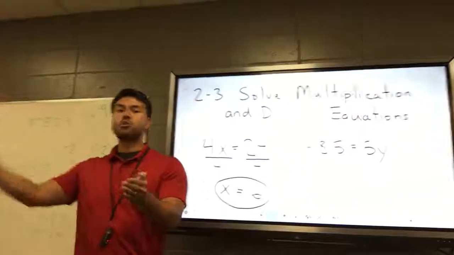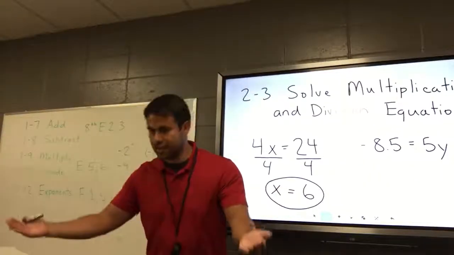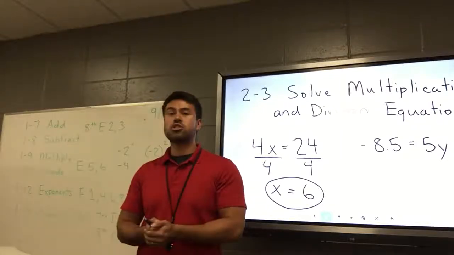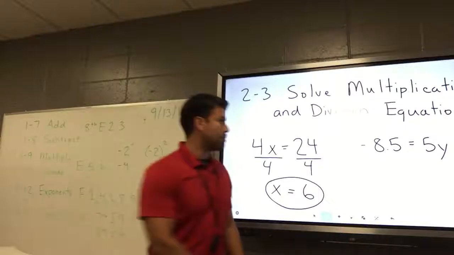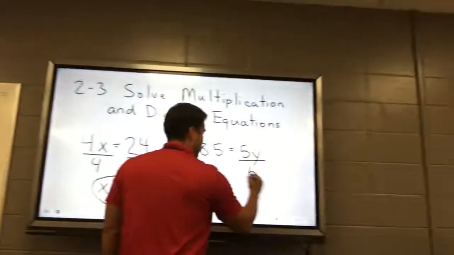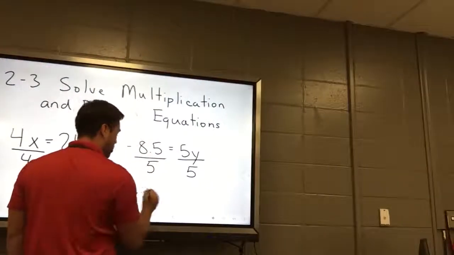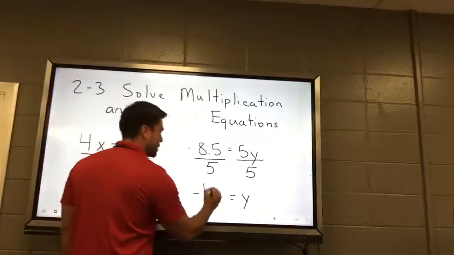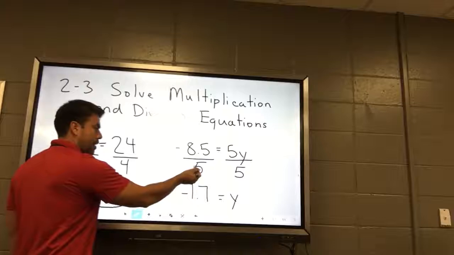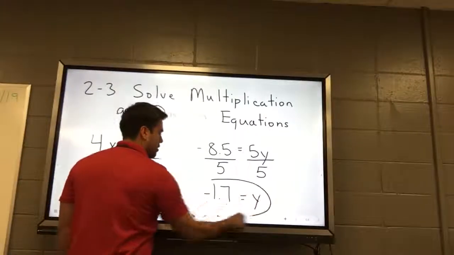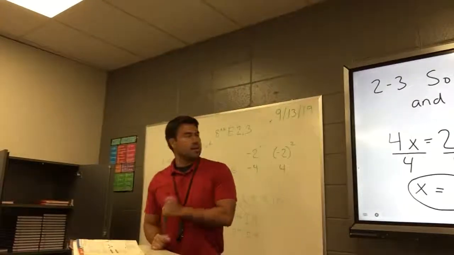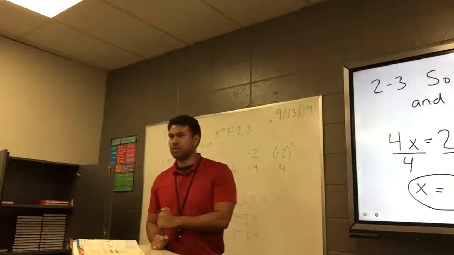Remember, can you multiply both sides by the same thing? Yes. Can you divide both sides by the same thing? Yes. So which one should you do? It's up to you. Probably the easiest one, I think, is to divide by 5. And what'd you guys get? Negative 1.7. Don't forget, negative divided by positive is negative. And so that's my value for y. Okay, pretty straightforward.